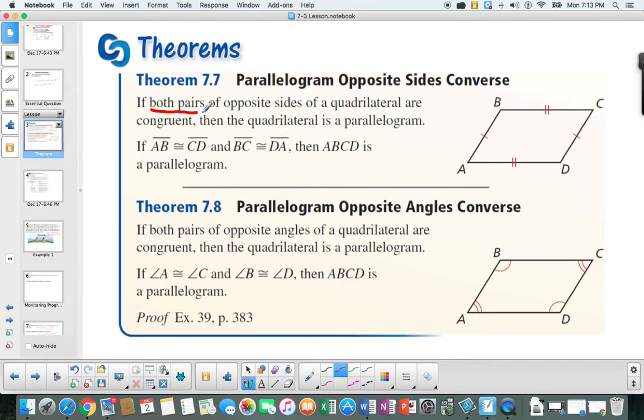If we can prove that both pairs of opposite sides are congruent, then we're going to be able to say it's a parallelogram. If we can say that both pairs of opposite angles are congruent, then we're going to be able to say that it is a parallelogram. Let's take a look at a proof.